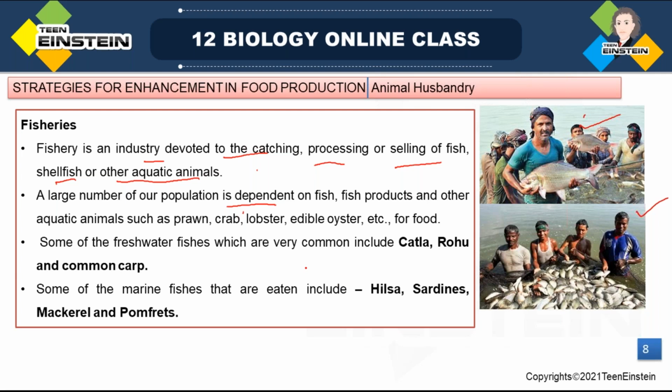Then some of the freshwater fishes. Name the freshwater fishes. Note down these points. The freshwater fishes are katla, rohu, and common carp. Then hilsa, sardine, mackerel, and pomfret are all marine. Katla, rohu, and common carp are freshwater. Okay.